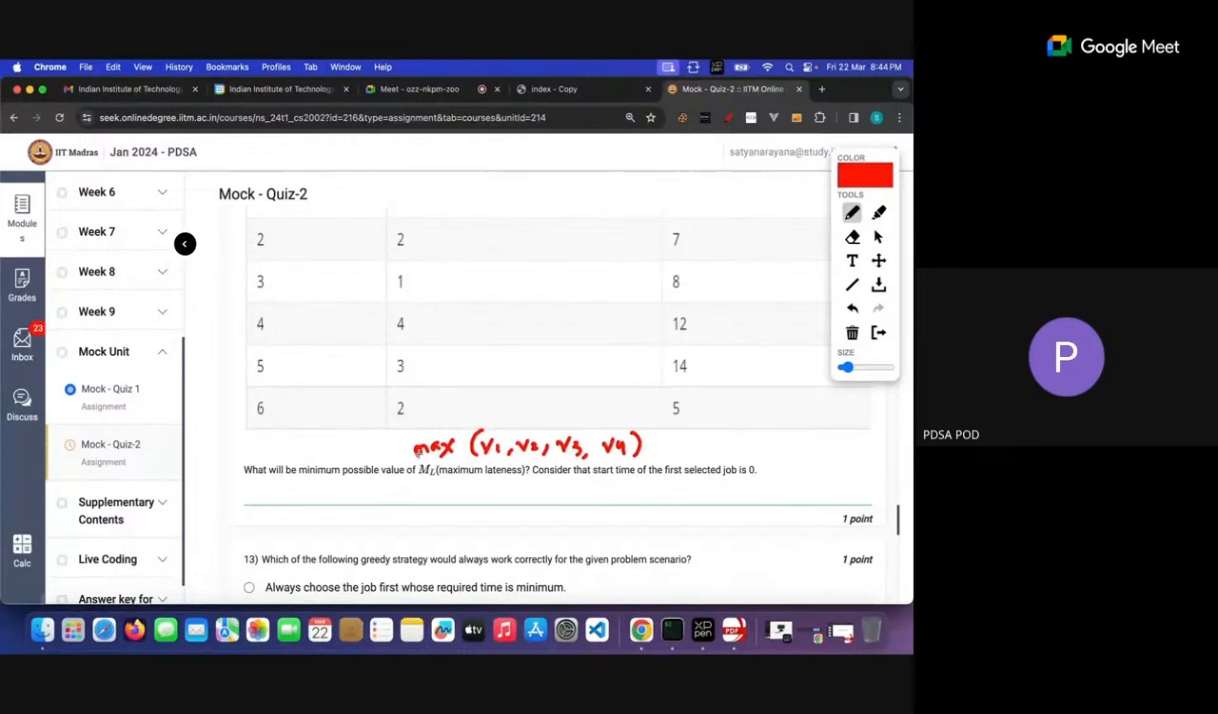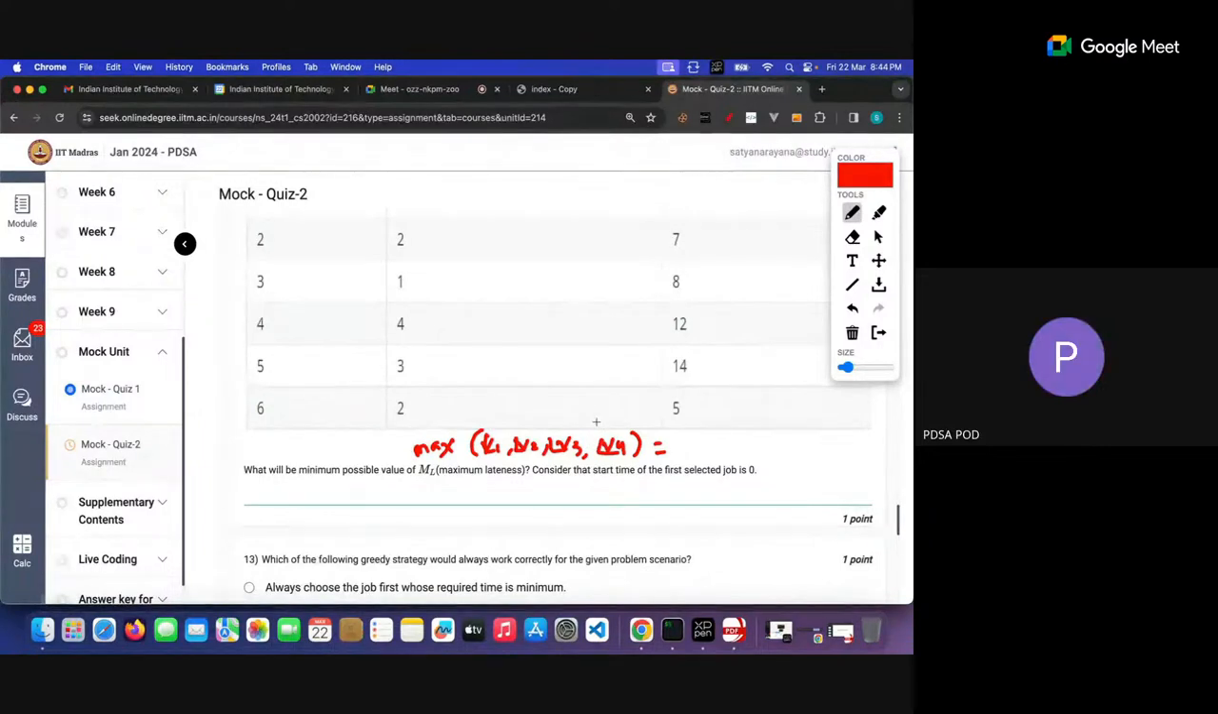Is it right? Yes. So this max function contains the various latencies, L1, L2, L3, L4. Is it right? Yes. Out of these, we get the maximum one. Is it clear? Okay. So we are getting a maximum value out of this.